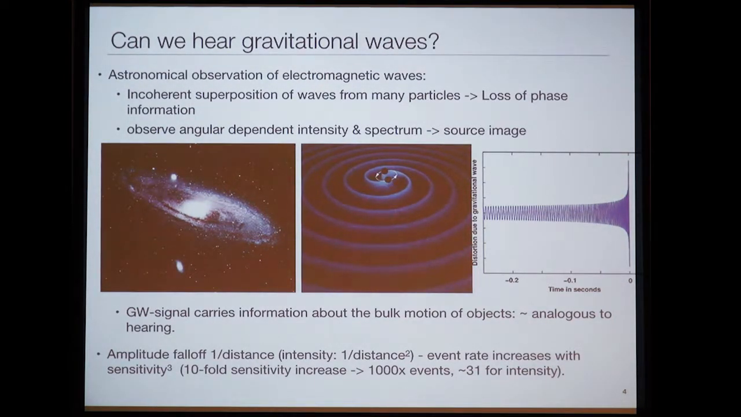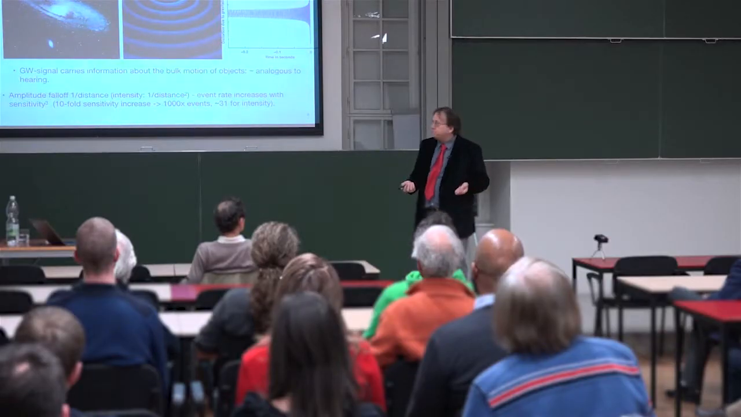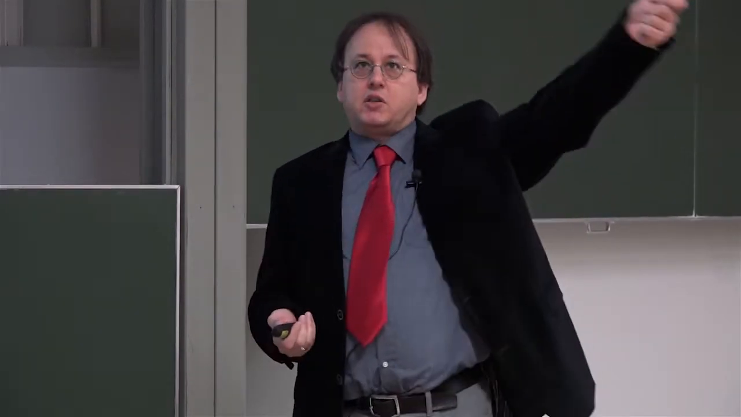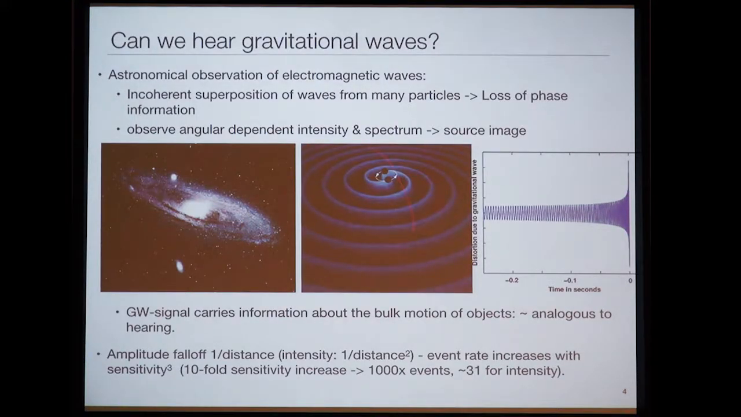Now, almost everything that we know about the universe, we know from electromagnetic observations. Astronomical observation of electromagnetic waves is essentially the incoherent superposition of the waves from many, many atoms, molecules, or particles. Because of this incoherent superposition, we essentially lose the phase information, and we just measure intensity. Essentially, we measure intensity as a function of angle and also the spectrum. And what this gives us is an image of the source, and we have many techniques to process these images.